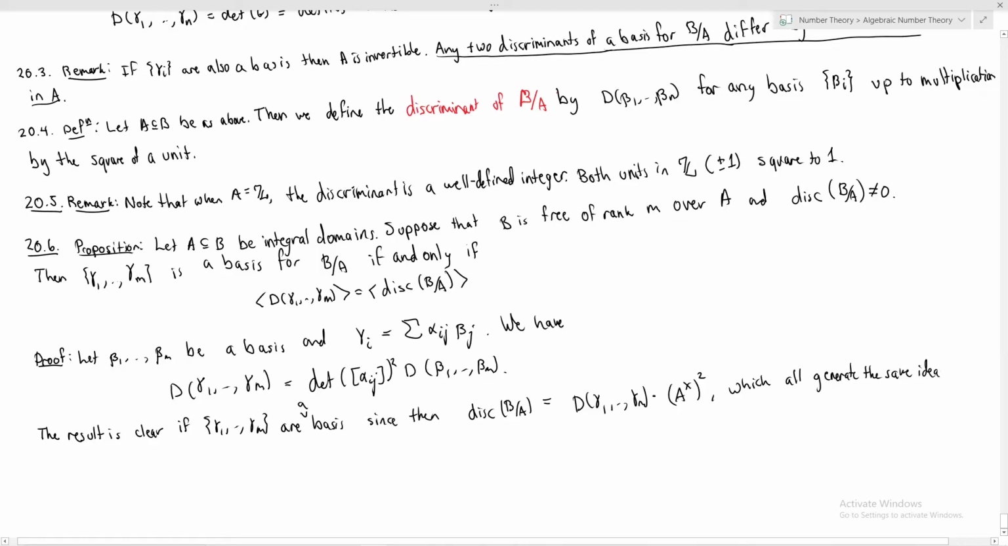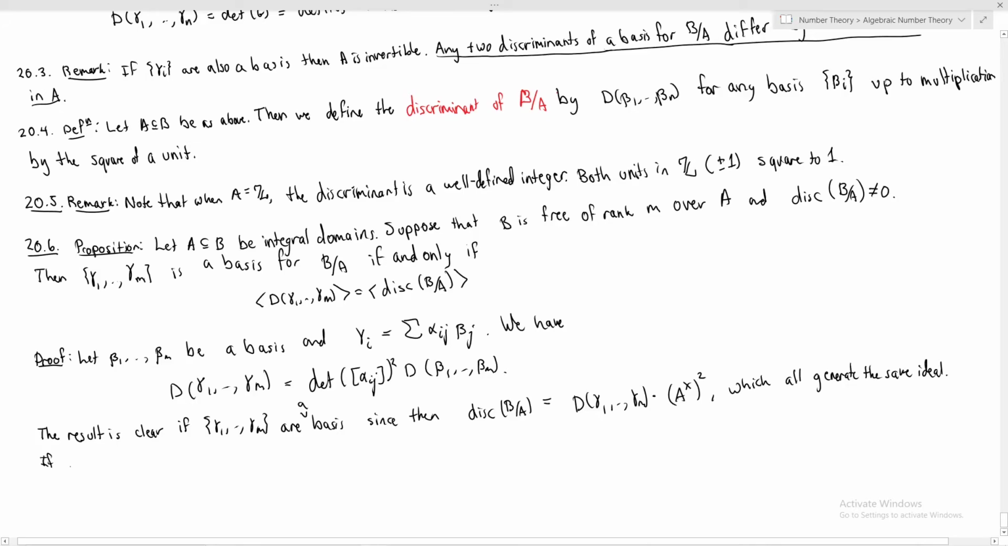If you really want to be formal, multiplication by an element of A cross squared defines an equivalence relation on the set of non-zero elements of A, and even on the set of elements of A, and the discriminant of B over A is the equivalence class associated to a basis, and those all generate the same ideal. Okay, so now what we really want to see is if these two ideals are equal.